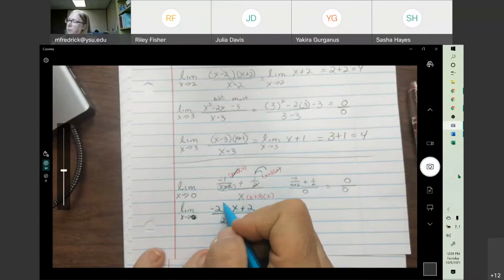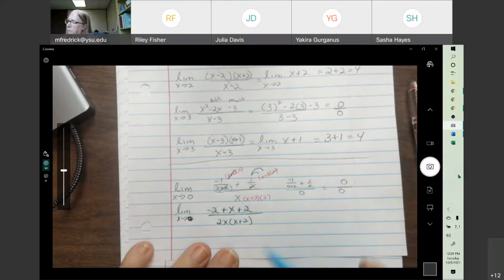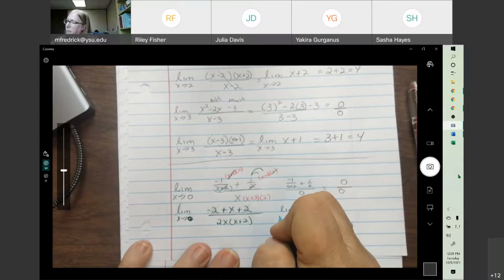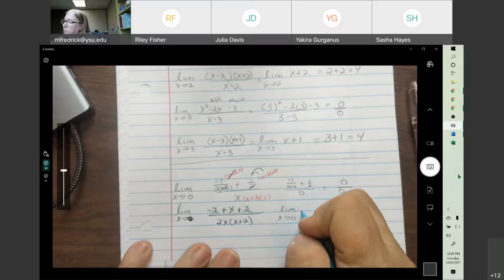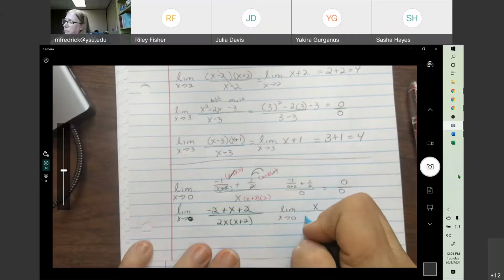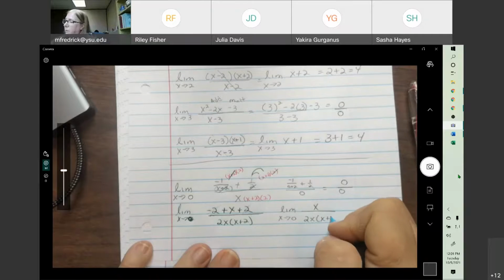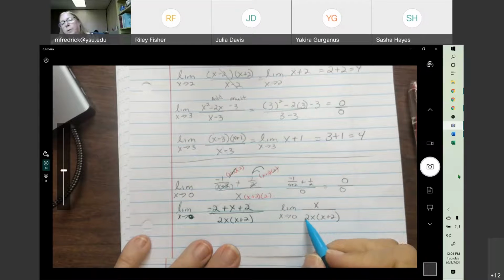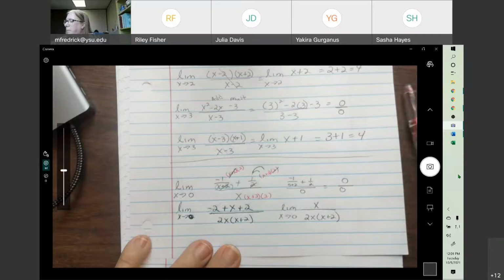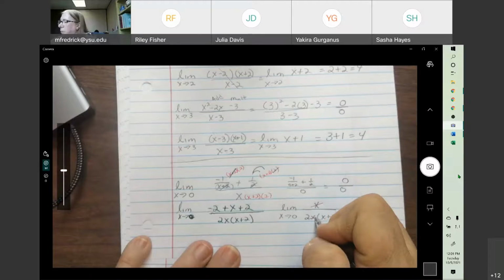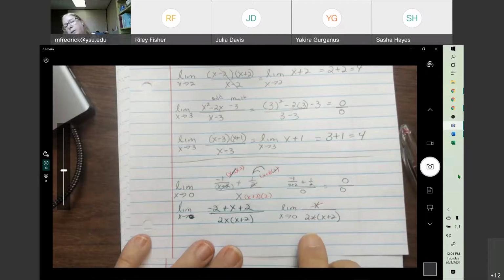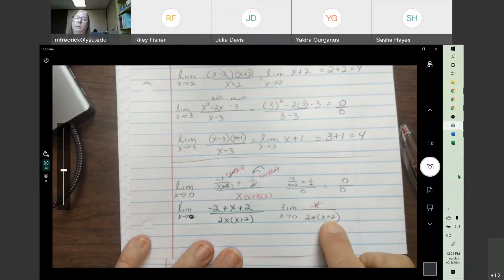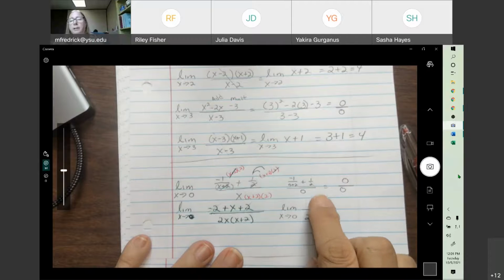Combine your like terms on the top and notice the 2's cancel. So we have the limit as x approaches 0, and we have x over 2x times x plus 2. Now this is all multiplied together, so it's one term, and we have one term on the top. That means we can cancel this x with this one. You cannot go inside here. You'd have to have x plus 2 on top to cancel this one. But these two x's can cancel because this is all multiplied.